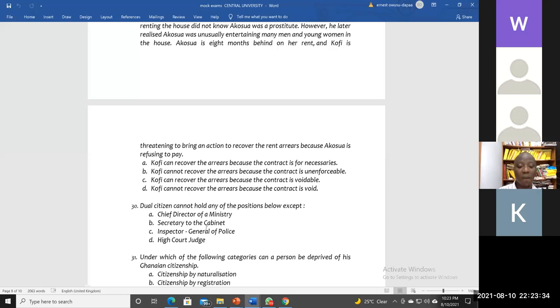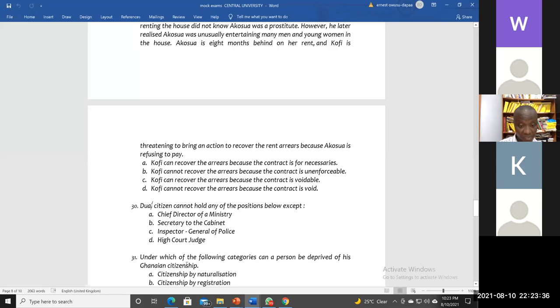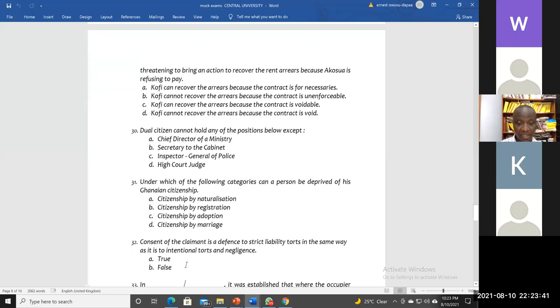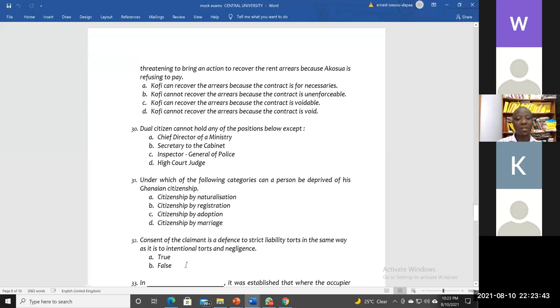Okay, so let's move on. Question 31: under which of the following categories can a person be deprived of his Ghanaian citizenship? A citizen by naturalization, citizen by registration, citizen by adoption, and citizen by marriage. So we go to the Constitution and then the Citizenship Act again.